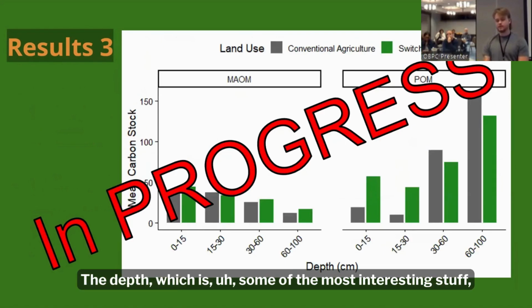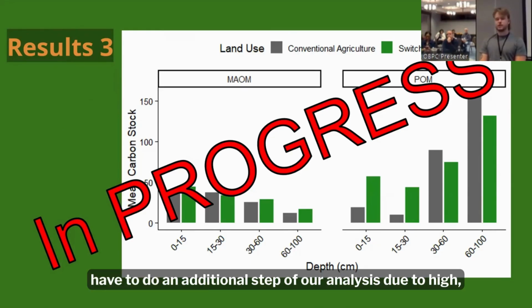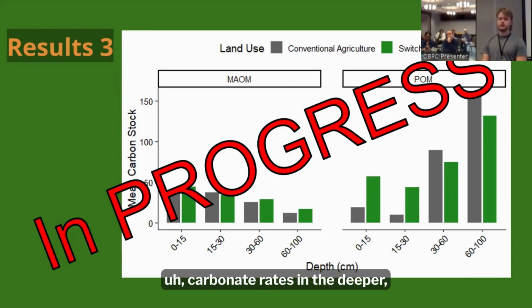And our third result, the depth, which is some of the most interesting stuff, is still in progress. We have to do an additional step of our analysis due to high carbonate rates in the deeper levels of our soil.